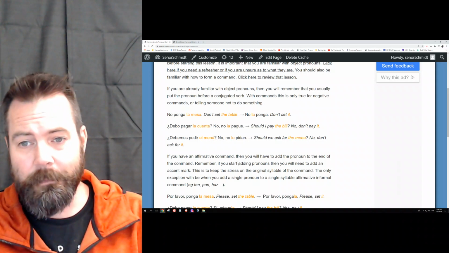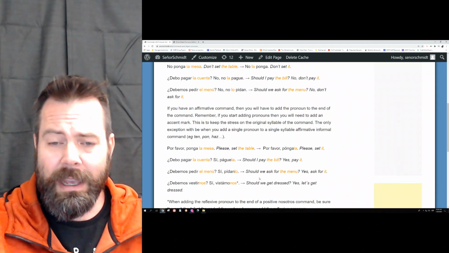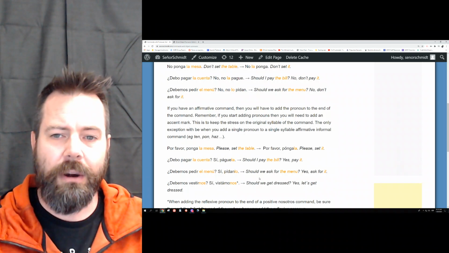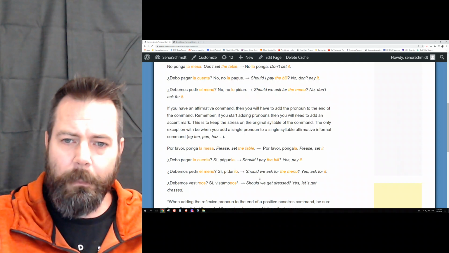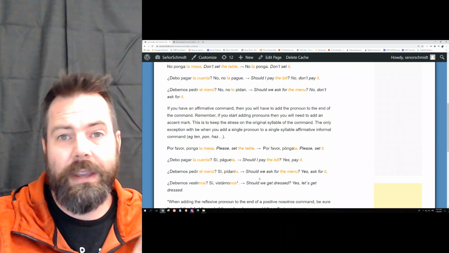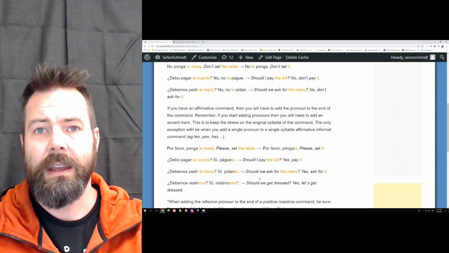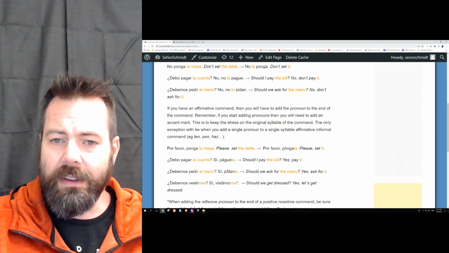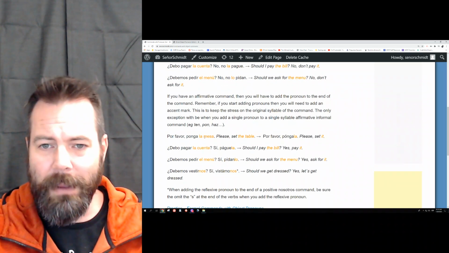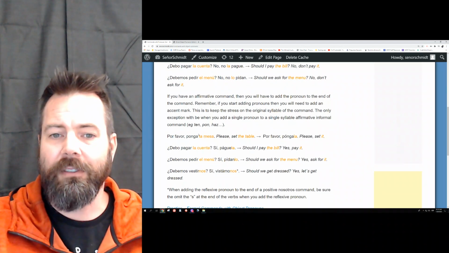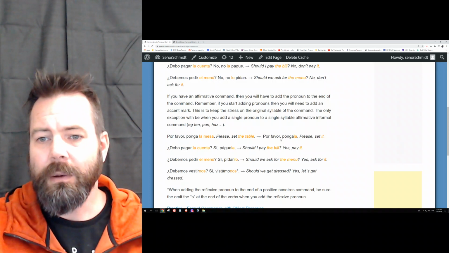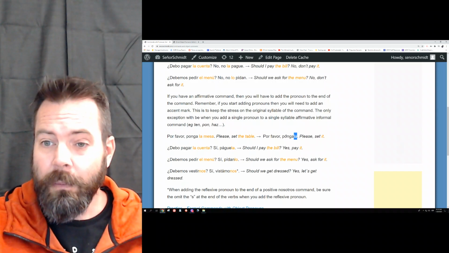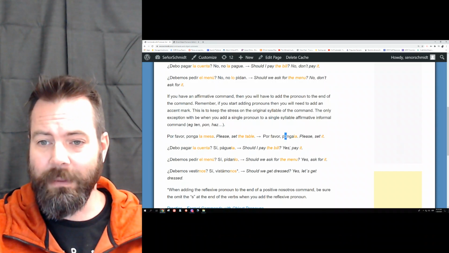It's different if it's an affirmative command. If you're telling somebody to do something, then you have to put the pronoun attached to the end of the verb. And so when you do that, you're probably going to have to add an accent mark because you're changing the number of syllables and the pronunciation rules are going to affect that. So look at some examples. Por favor, ponga la mesa. Please set the table. Okay, so if you want to say please set it, por favor, póngala. Notice you attach it to the end of the command, but I also add an accent mark.